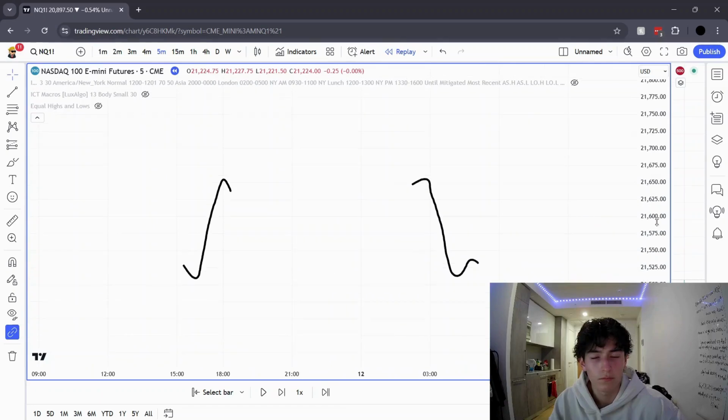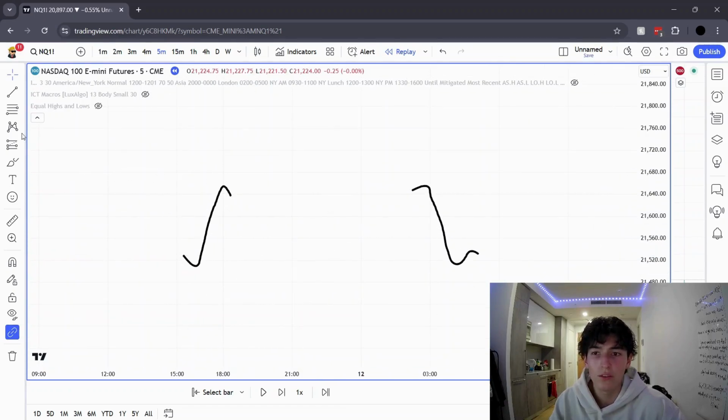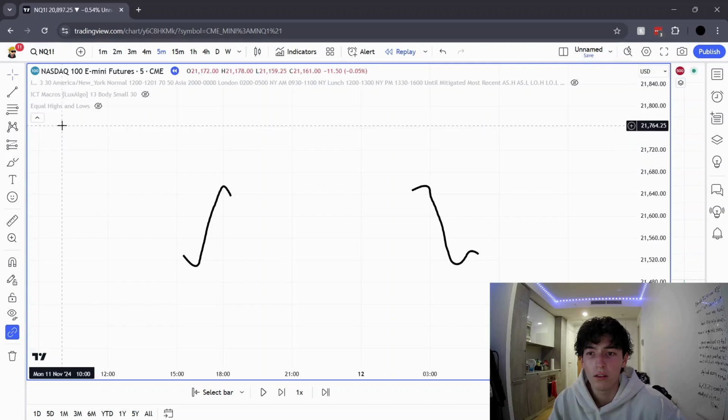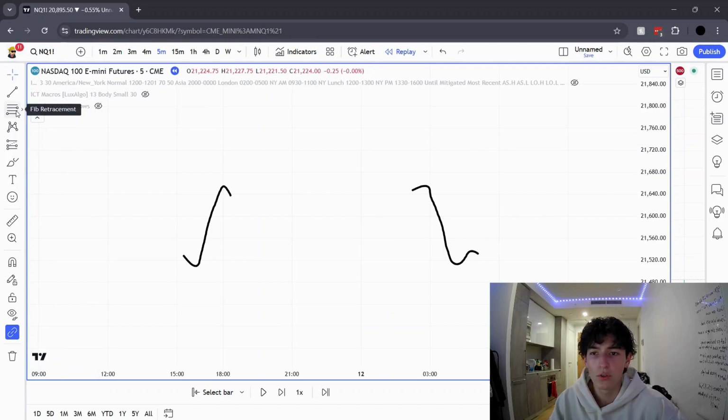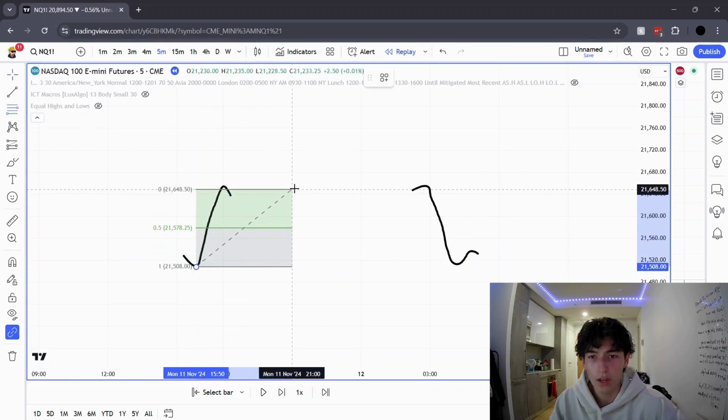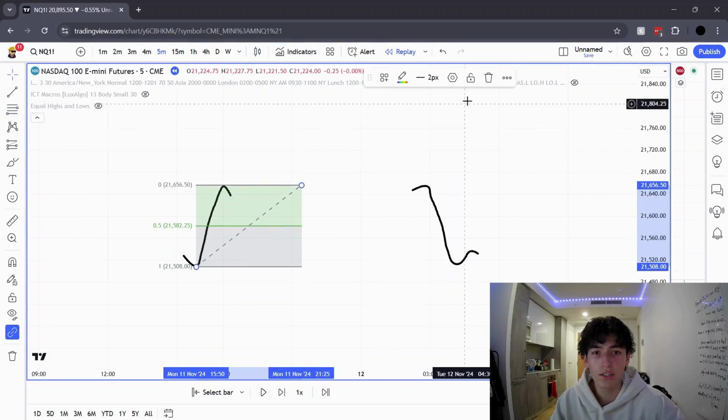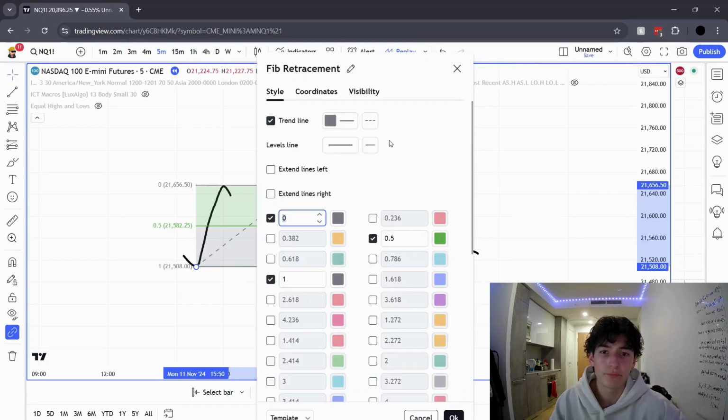Now, imagine this was on the chart, candlesticks. I would go to the left, look for the fib retracement tool. And I would use it. I would start at the bottom, drag it all the way to the top. Now yours is going to look a little different. All you want to do is go to settings right here and basically uncheck everything but 0, 0.5, and 1. That's all you need, 0, 0.5, 1.